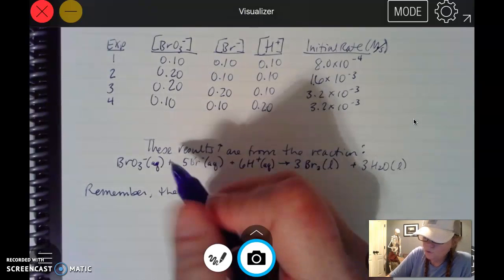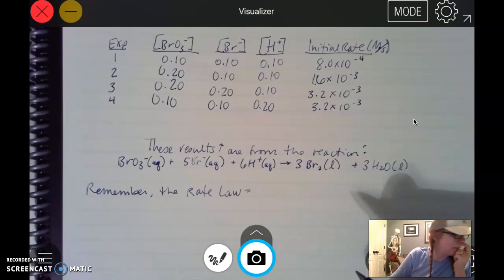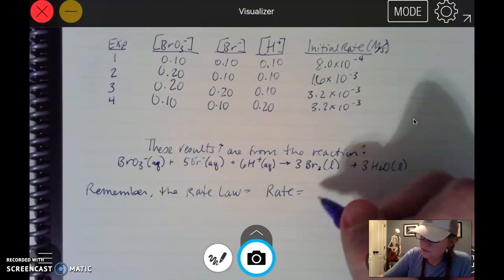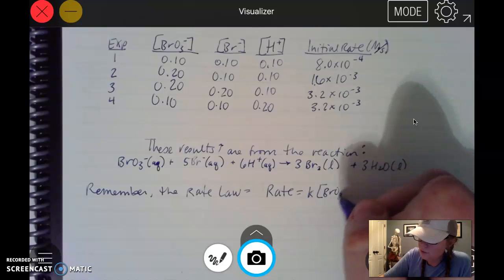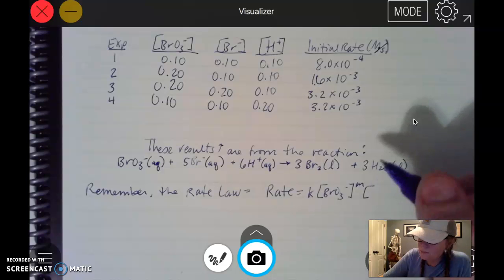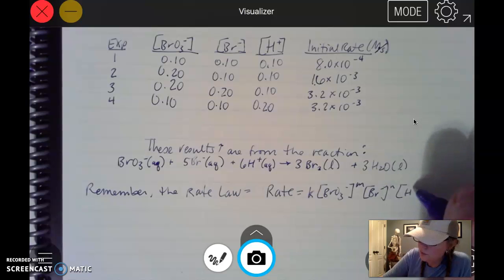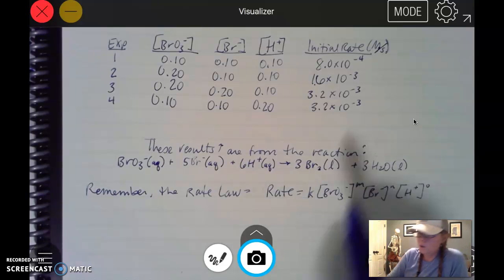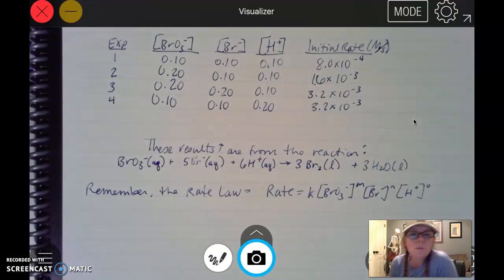And so you'll remember that we can write our rate law as the rate is equal to, well, we can write it a few ways, right? Rate is equal to k, the rate constant, times the concentration of our first reactant to the m, times the concentration of our second reactant to the n, times the concentration of our third reactant, the acid, to the o. And then these m, n, and o are experimentally determined from this data table. So where do we start?